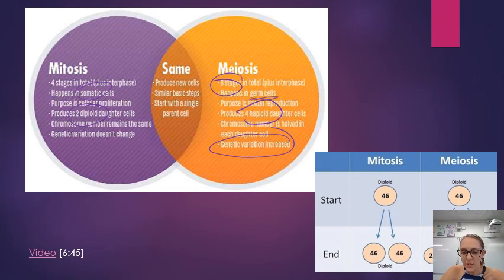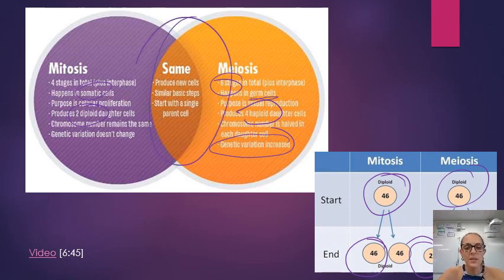Over to the right here, you can't see because I've hidden it with my big old face, but you've got mitosis going from 46 chromosomes to 46 chromosomes, and it's still diploid. Meiosis has 46, and we're going to 4 lots of 23. There's a video here to watch as well. Now, the similarities between the 2 is that they're both involved in the production of new cells, and they both start with 1 single parent cell. They have very similar stages, and the processes were the same with the same machinery.